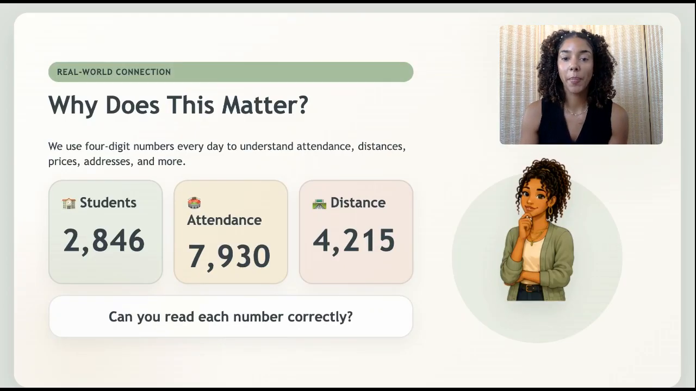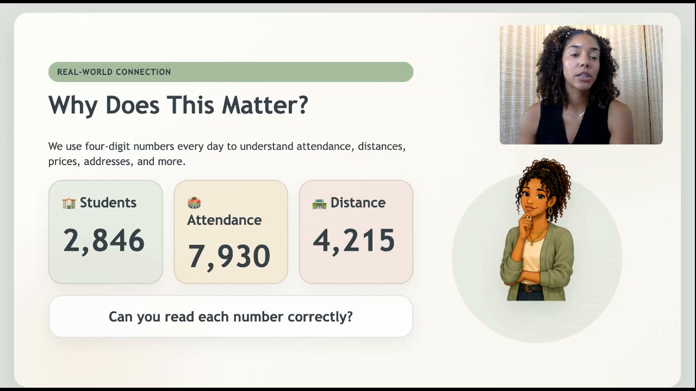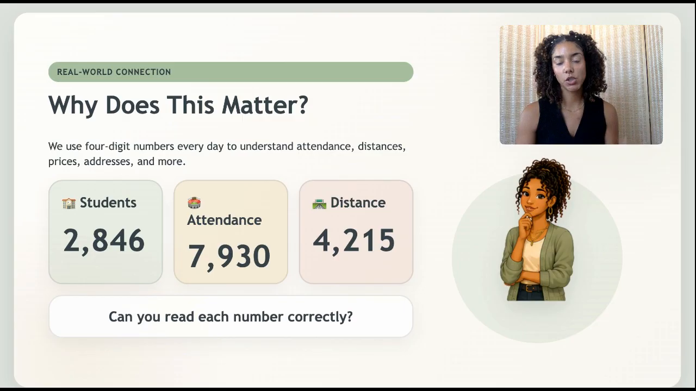Why does this matter? We see 4-digit numbers in the real world all the time. A school might have 2,846 students. Every student counts. In a stadium where you might watch a World Cup game or go to see your favorite performer in concert, you might see an attendance of 7,930 people. Or you might go on a road trip to see a family member, and that road trip might be 4,215 miles. Being able to read large numbers helps us to understand the information around us. So let's take a look at the numbers on the screen. Try to read each one out loud.